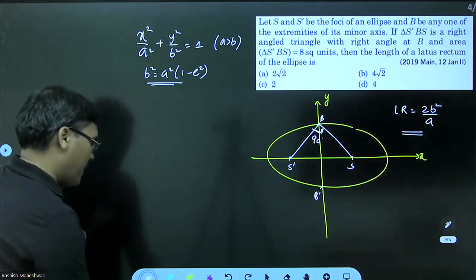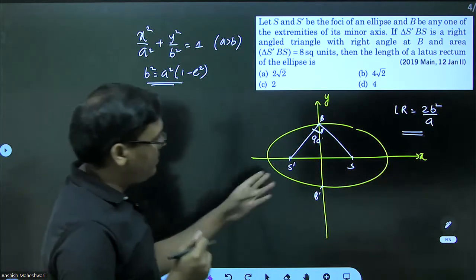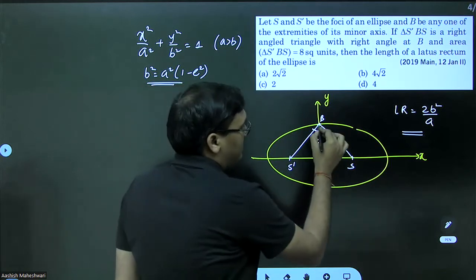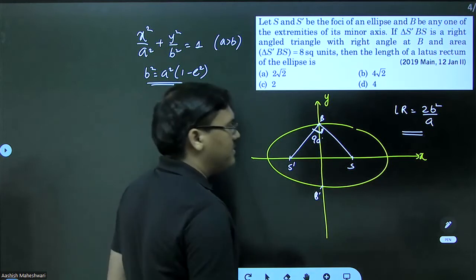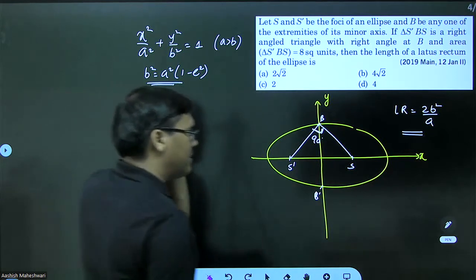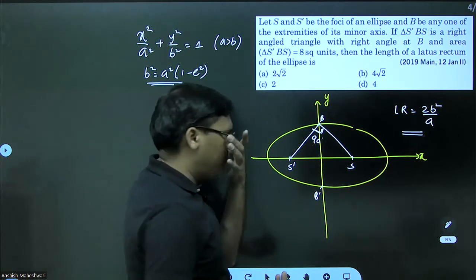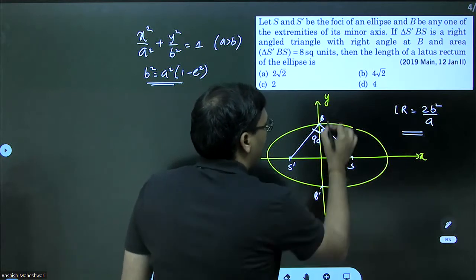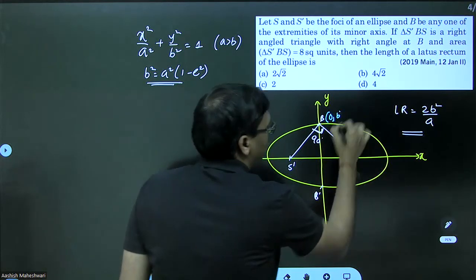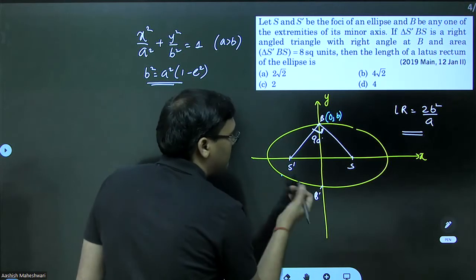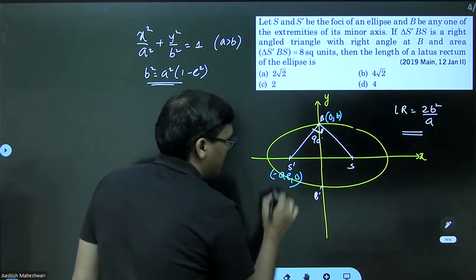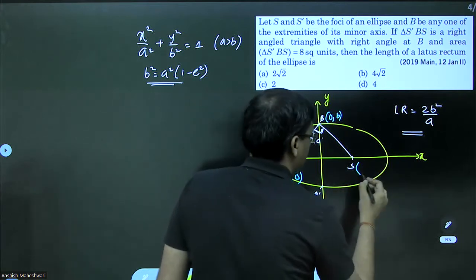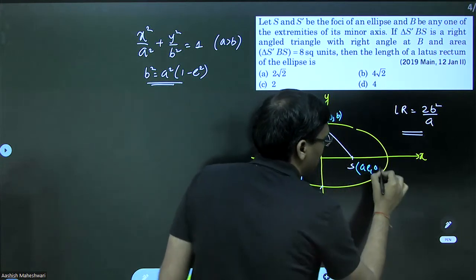Now, how will you get the values of A and B? You can see this angle is 90 degrees. So how can you use this? There are different ways to find this. You can see here, what is this coordinate? This is (0, B). What is this coordinate? This is (minus AE, 0). And what is this? This is (AE, 0).